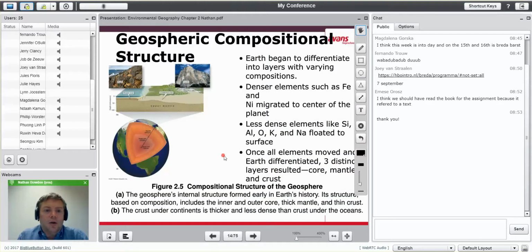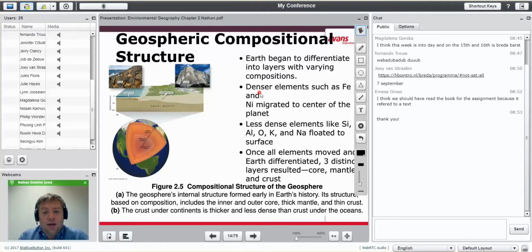Okay, now how is our planet then divided up? As the planet cooled off, it's not like I said, it's static, so it still kept swirling. The outside kind of cooled down, but the inside took a while to differentiate itself, but eventually it did. It began to differentiate itself into different layers.